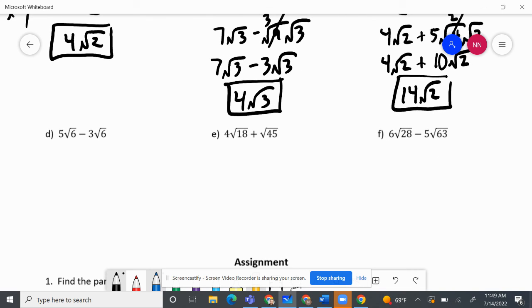So if we're looking at letter D, they both have the same square root. So 5 minus 3 is 2, so 2 square root of 6. For letter E, we're going to simplify. We can't add these, so we're going to simplify it.